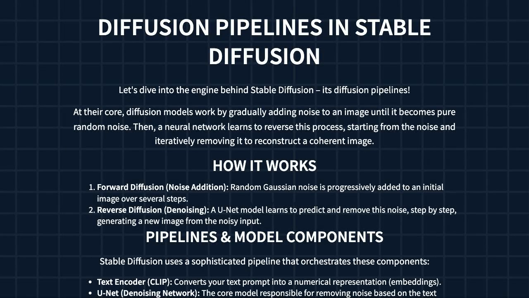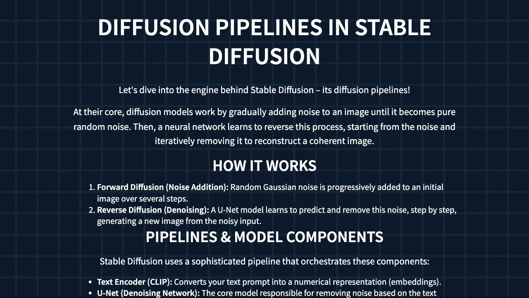Okay, so let's talk about how Stable Diffusion actually creates those amazing images. The magic isn't just in the UNet itself, it's really about a carefully designed pipeline. Think of it like an assembly line for creating visuals. First, we start with an image, any image. Then, we add random noise to it until it looks like pure static. The UNet is then trained to take that noisy image and intelligently remove the noise, guided by your text prompt.